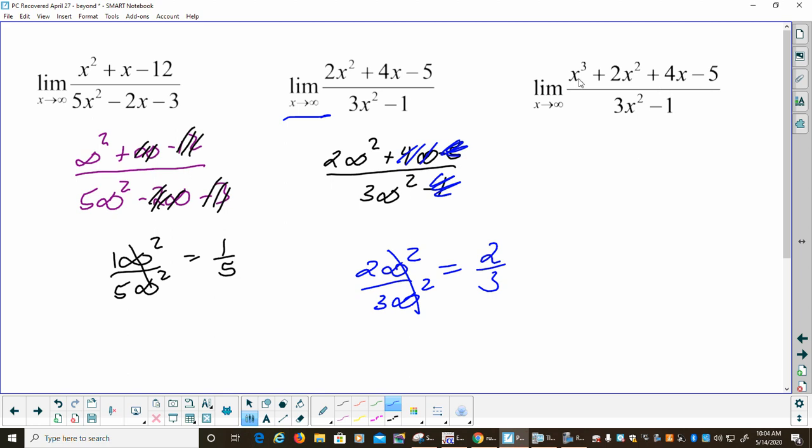Now let's go to this one. Right? I got infinity cubed plus 2 times infinity squared plus 4 times infinity minus 5. I'm just doing direct substitution over 3 times infinity squared minus 1.